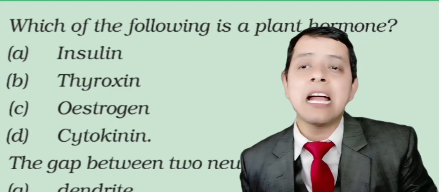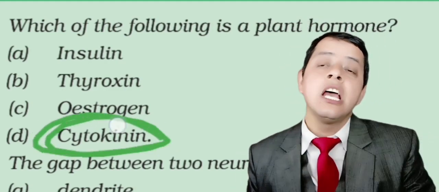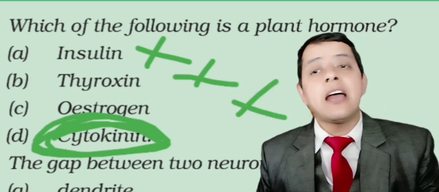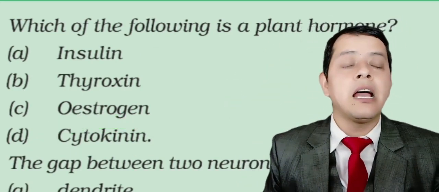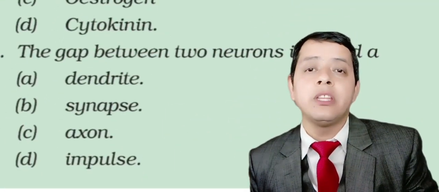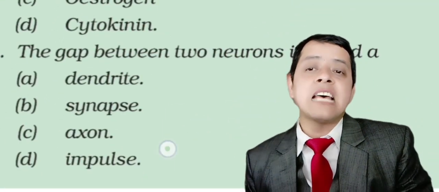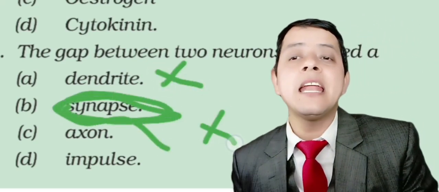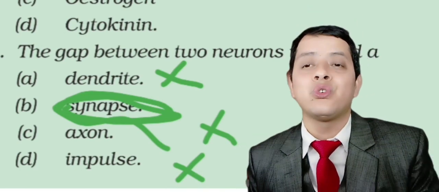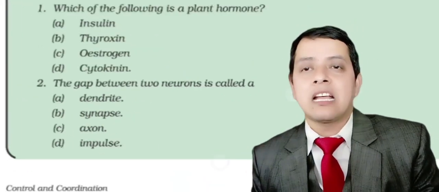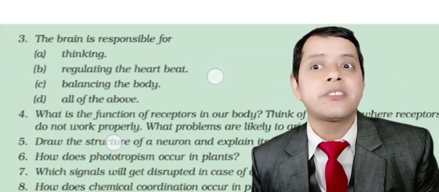Here it is cytokinin, because insulin is produced by the pancreas, thyroxine is produced by the thyroid gland, and estrogen is produced by the ovaries. That's why our answer is cytokinin. The gap between two neurons is called a synapse. It's not dendrite, it's not axon, it's not impulse. Sorry, it's called synapse. So the gap between the two neurons is called synapse.